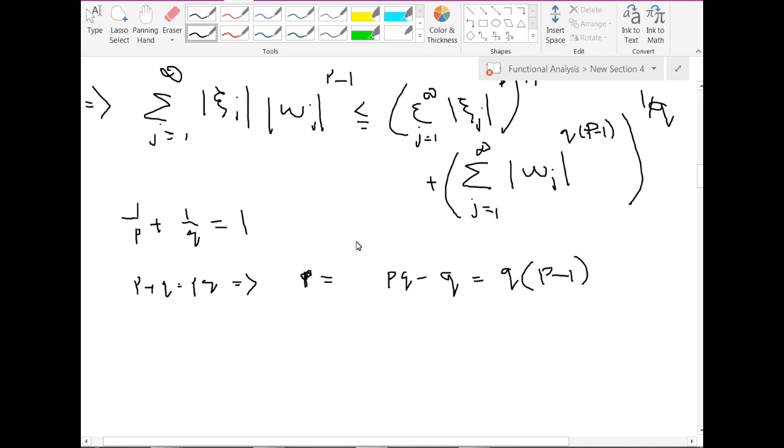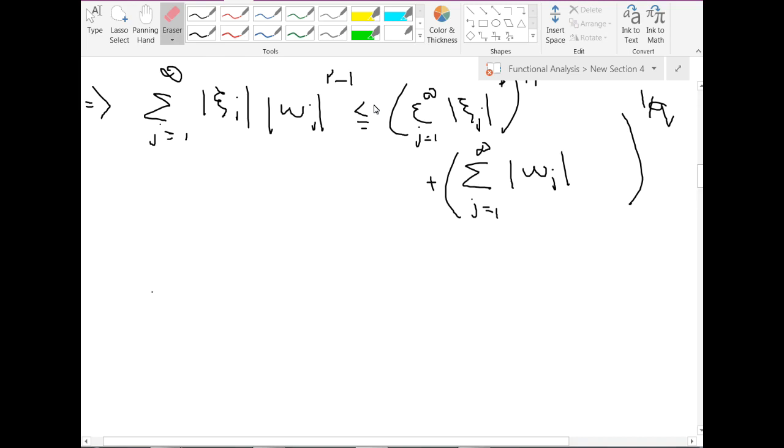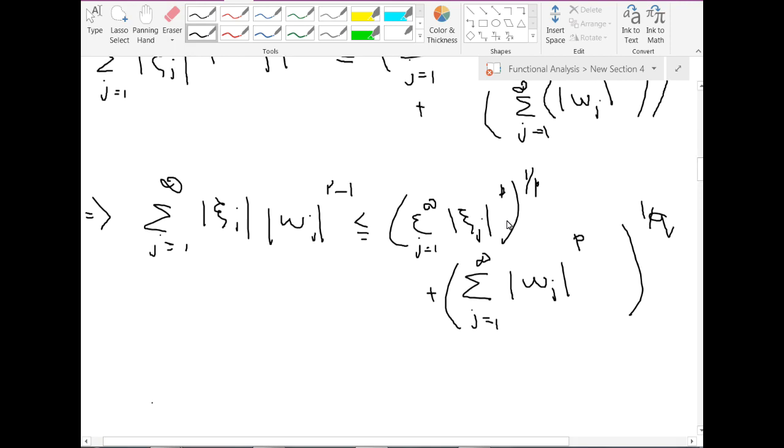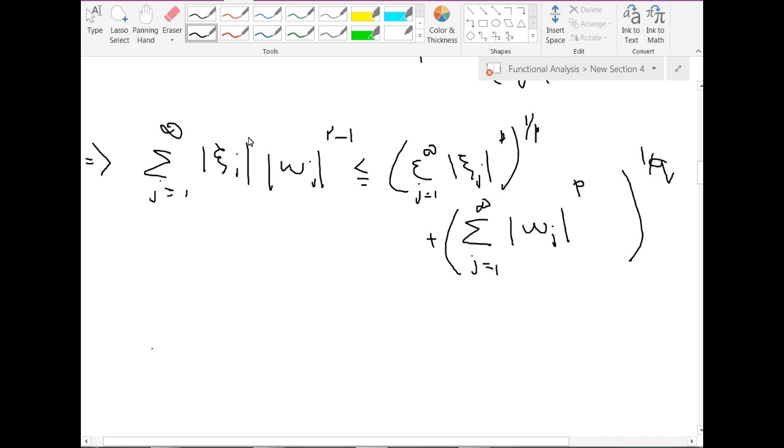So therefore, the above inequality becomes, with q multiplied with p minus 1 replaced with p, the same inequality with power p. You can mark it as an equation, or you don't need to mark it. Consider the second sum and apply the same steps. Sorry, here it is eta j. It is less than or equal to, apply the Hölder inequality.